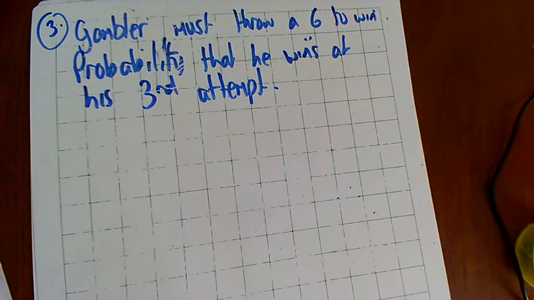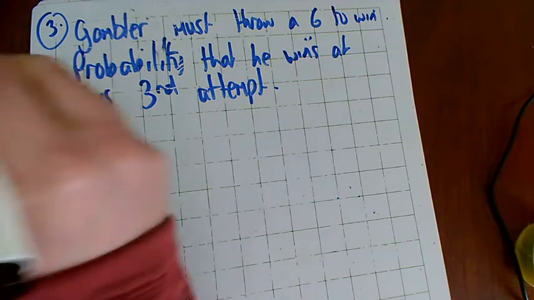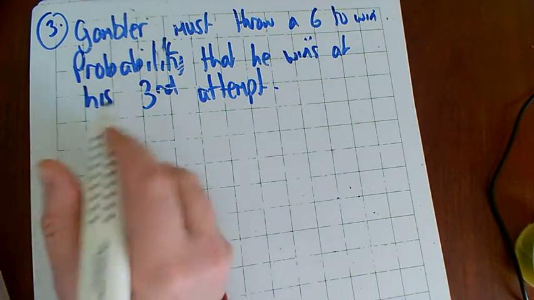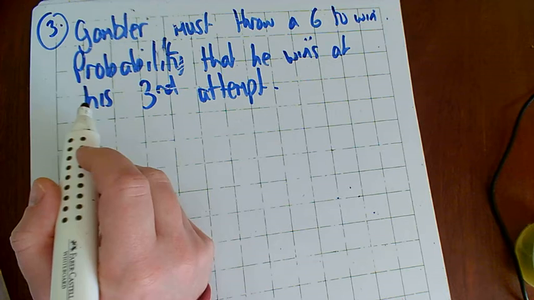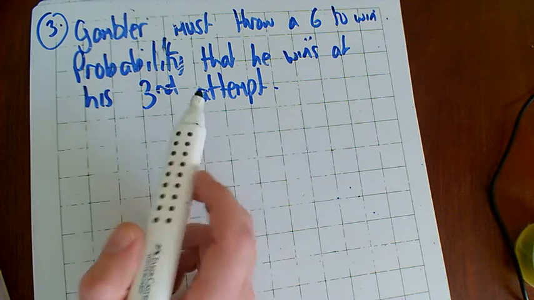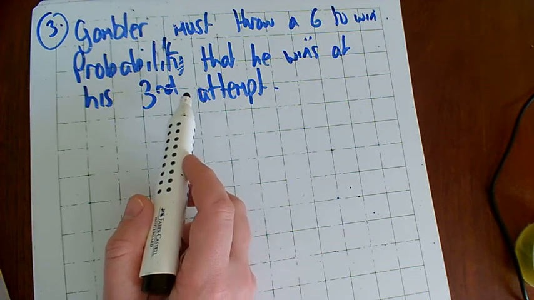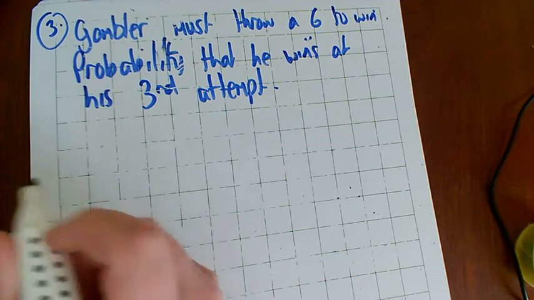It says, a gambler must throw a 6 with a single dice to win a prize. Find the probability that he wins at his third attempt. So I think it definitely means to say that he wins for the first time on his third attempt. And in order for him to do that, he must lose the first 2 times to win on his third attempt. Now some people might say, oh, it's 1/6, but that's his third attempt. He must have failed the first 2 attempts.